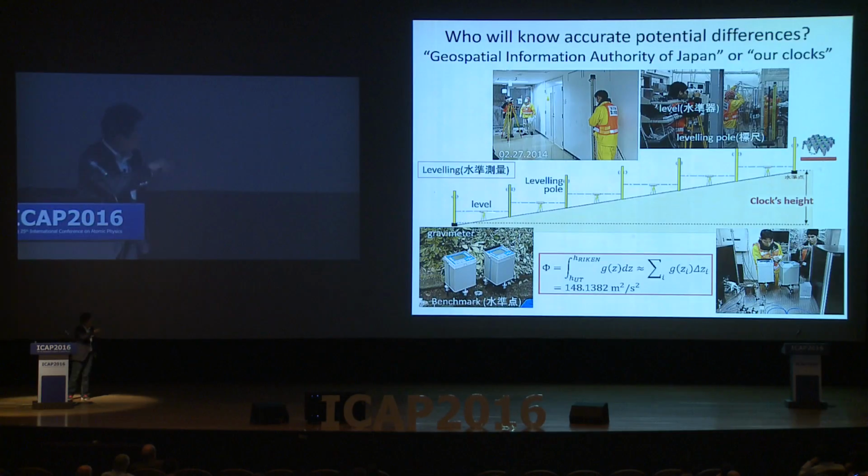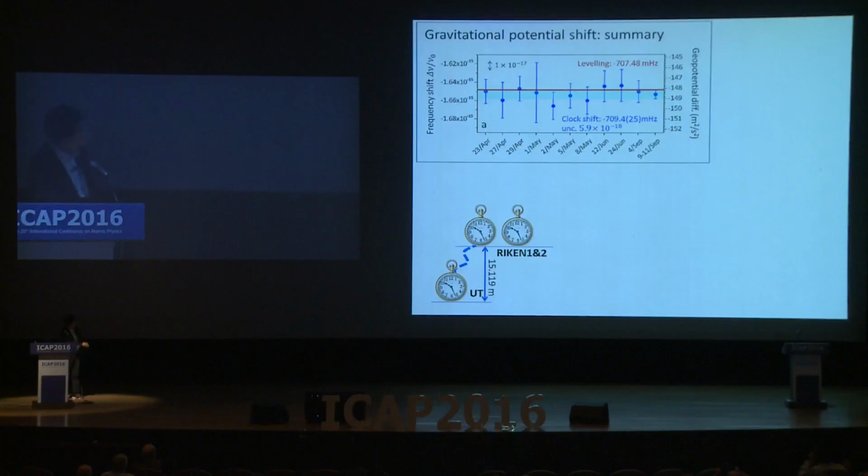And they bring a gravimeter with them. So they can derive the gravitational potential difference between the University of Tokyo and Riken. In the meantime, we measure our clock shift by using 2 clocks at the university and at Riken. And these blue circles are the clock result. The clock shift gives minus 700 millihertz with an uncertainty of 5 times 10 to the minus 18. And this red line is the leveling measurement, which has an uncertainty of 5 millimeters.